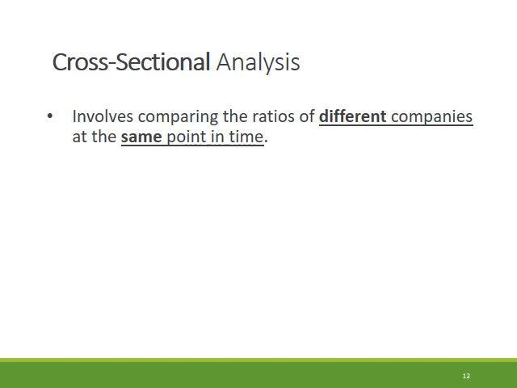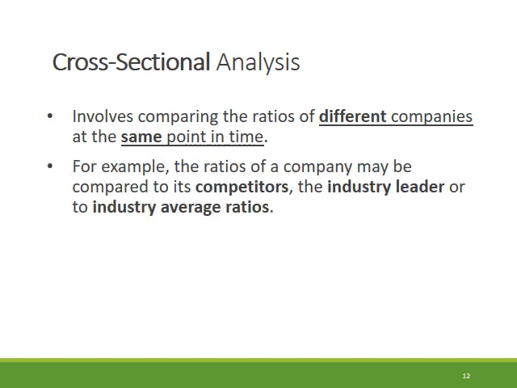Cross-sectional analysis involves comparing the ratios of different companies. Take note, these are different companies at the same point in time. For example, the ratios of a company may be compared to its competitors, the industry leader, or to industry average ratios. Normally, the industry average ratio is more common.